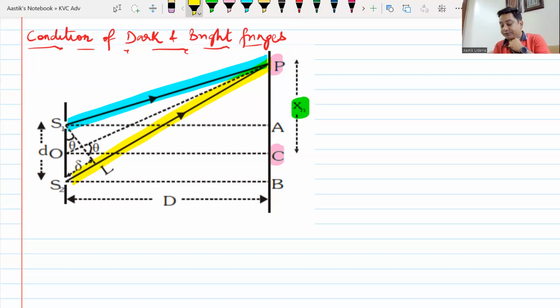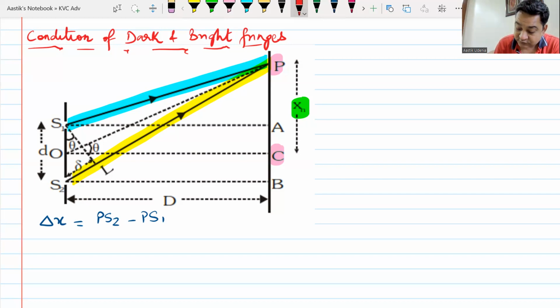Are they traveling the same path? No, sir. They are not traveling the same path, and therefore between the blue wave and the yellow wave there would be a path difference. Yes or no? Yes, sir. Let me call that path difference delta x. How much is the path difference between the two waves that are reaching point P? That path difference will be PS2 minus PS1. Yes or no? Yes. Now, this is the actual path difference, but after this, we are going to use a lot of approximation. It is PS2, which is the larger one, minus PS1, which is the smaller one.